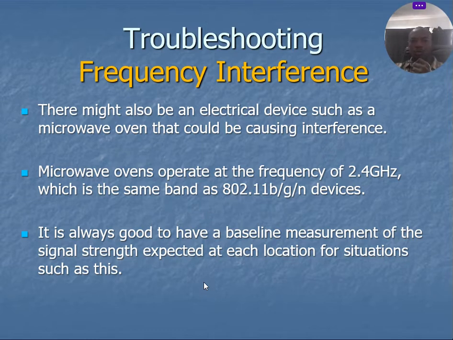IEEE 802.11b, IEEE 802.11g, IEEE 802.11n. So all these devices can easily interfere with your microwave. So interference is a big issue.